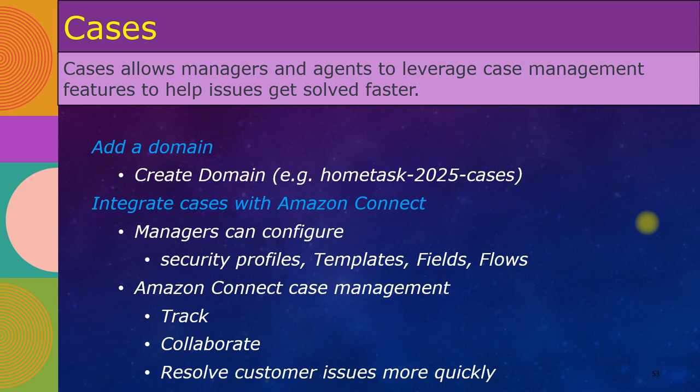The managers can configure security profiles, templates, and fields. Now, I have an admin manager of Amazon Connect. So I went in there, I modified the security profile so the agents can see cases. I went in and created a template, and with the template, you pick a template, you create it, you customize the template, you define fields. I didn't do anything with flows, but we'll take a look at that later. And then with Amazon Connect case management, you could track, you can collaborate, you could resolve customer issues and more.